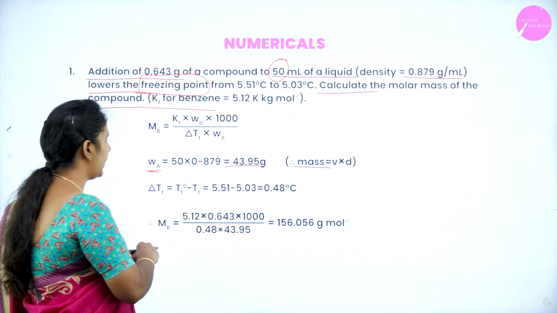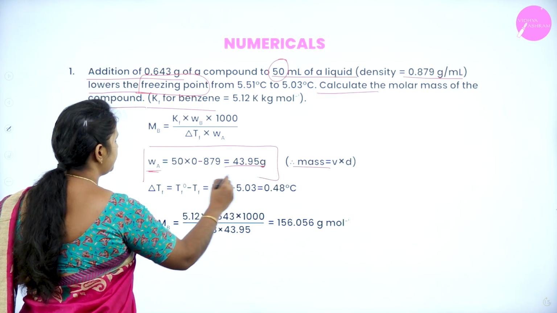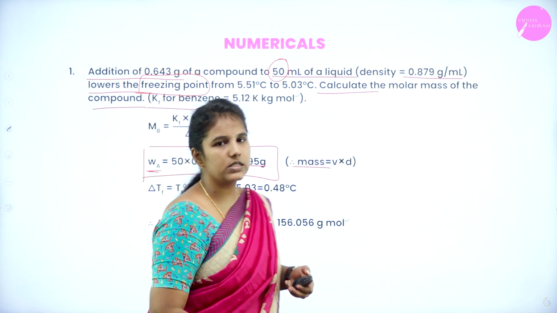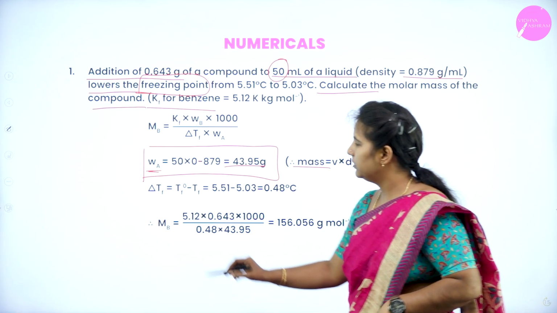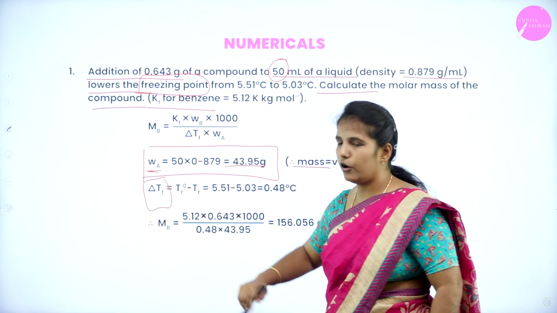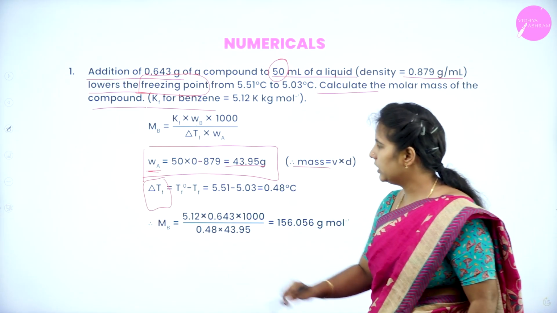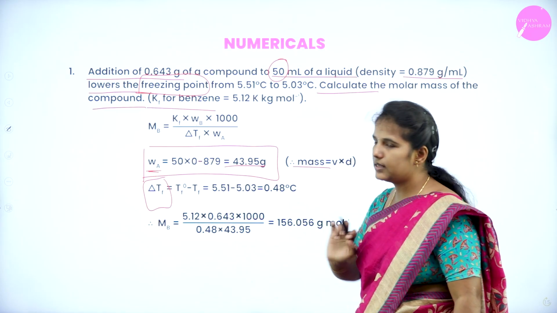Now we know the value for WA, that is nothing but the mass of the solvent. In order to calculate delta Tf, that is the difference in the freezing point, how can we calculate it? We know that delta Tf is nothing but Tf naught minus Tf.